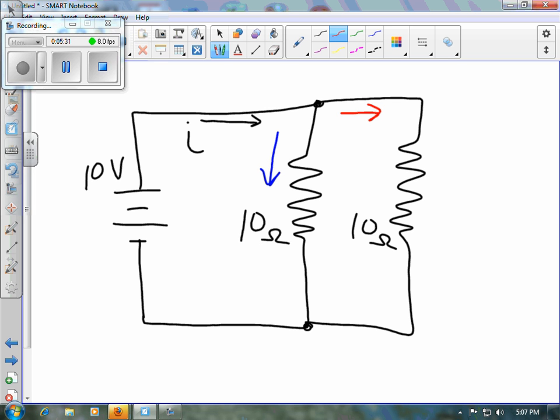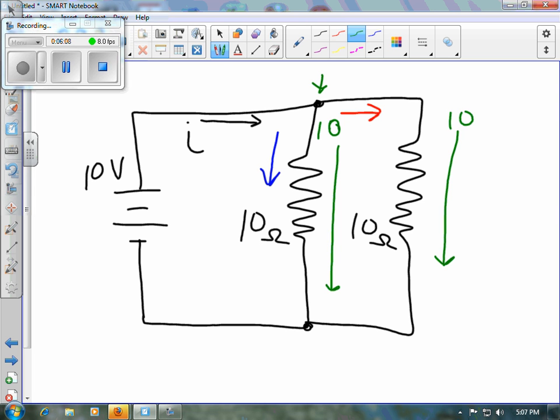Now, here's the thing to keep in mind. The voltage across each resistor is still 10 volts, because when you're at this branch of the wire, this node here is 10 volts. So every wire coming off of that is 10 volts until it gets to whatever element is there, in this case resistors.